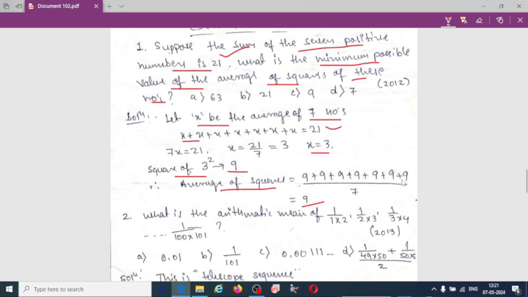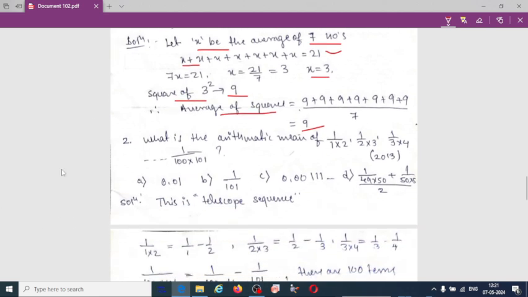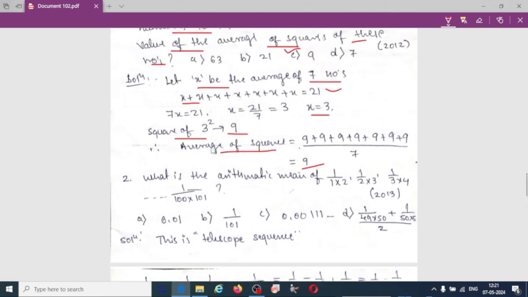You have to add all the 9 plus, divided by 7. So the average value of squares is 7. So you have to use the tricks given to solve the problem. What is the arithmetic mean of the given series?